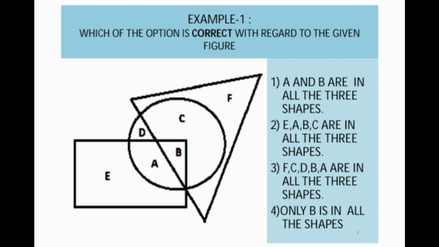Now, if you observe the diagram, you can observe that A is present only in the circle and rectangle. So, the first option is not correct. Now, let's see option 2: E, A, B, C are in all the three shapes. According to the diagram, region E is present only in rectangle. So, option 2 is not correct.